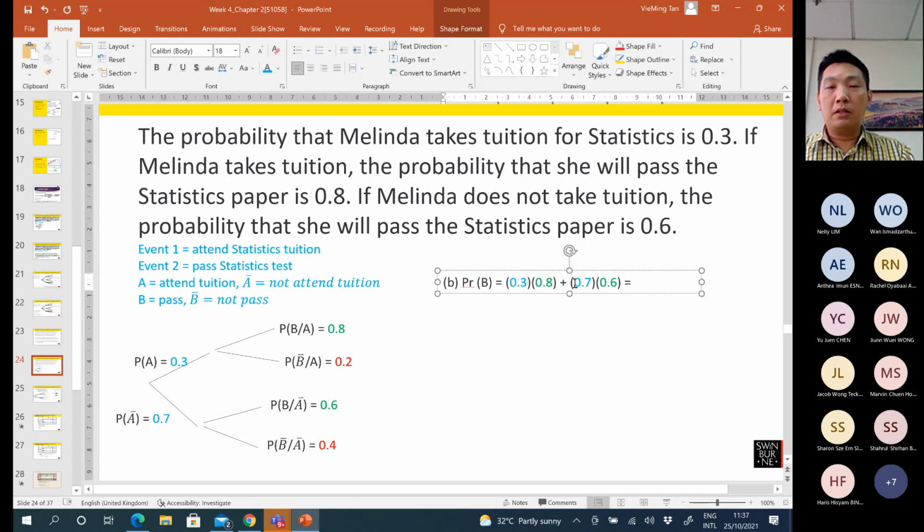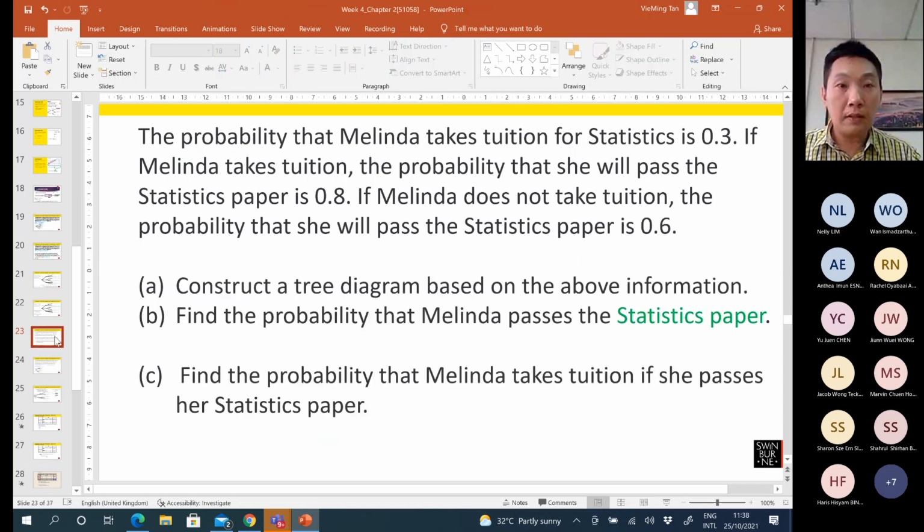This one you get 0.42. Okay. 0.24 plus 0.42, you get 0.66. So that means 66% Melinda can pass the statistics test. Okay, 66%, this Melinda is able to pass the statistics test. Okay, that's the meaning.